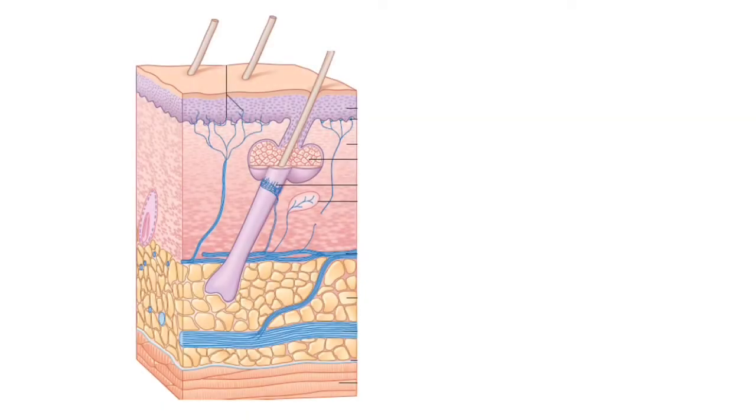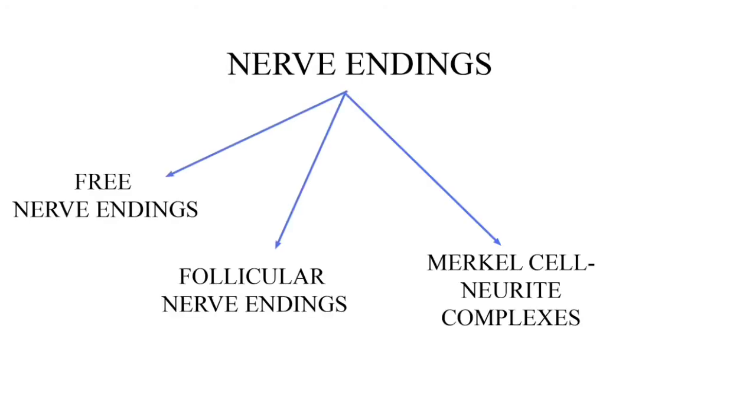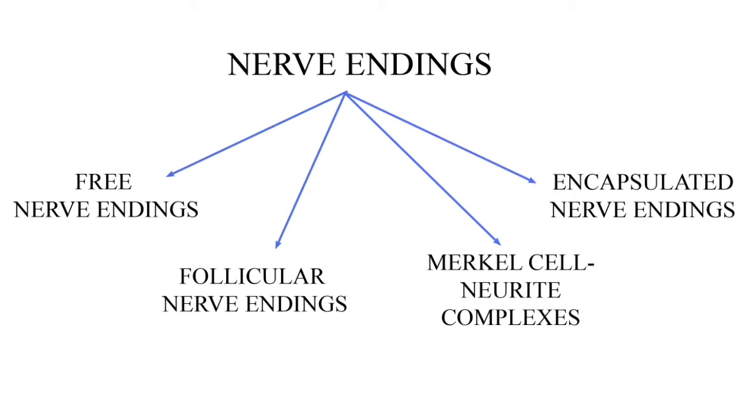This is a diagram of the section of the skin showing the epidermis, the dermis, the subcutaneous layer, the deep fascia and the muscle layer. Numerous nerve endings for receiving different modalities will be present in these different layers of the skin, and they can be classified as free nerve endings, follicular nerve endings, Merkel cell neurite complexes and encapsulated nerve endings. Let's see one by one.